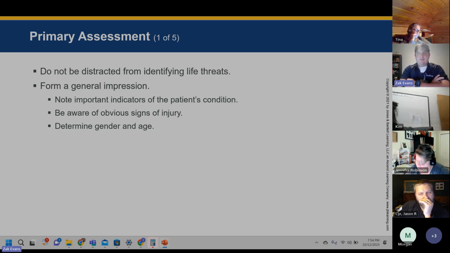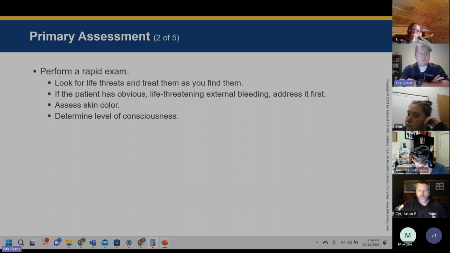Note important indicators of the patient's condition. Be aware of obvious signs of injuries and determine the gender and age of the patient. Those are all pretty common things that we'll pick up on individually. Perform your rapid exam. We're going to look for life threats and treat them as you find them. If the patient has obvious life-threatening external bleeding, address it first. Assess skin color and determine the level of consciousness.